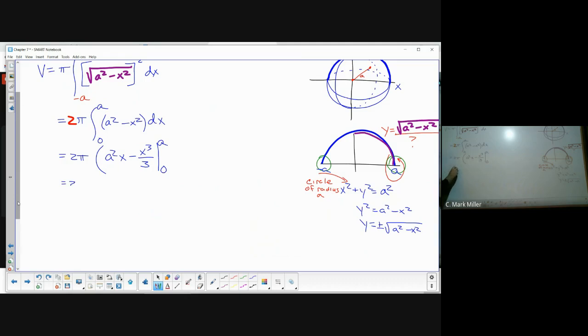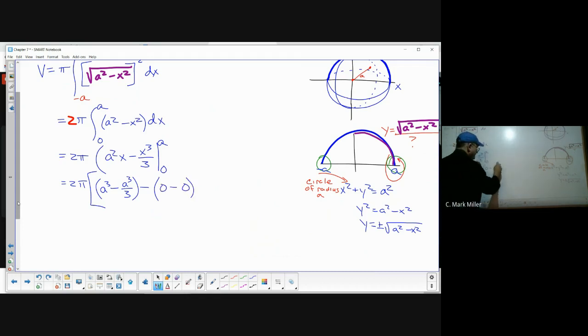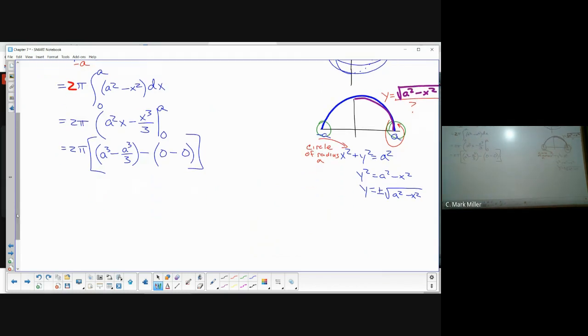This is going to be 2 pi brackets. Plug in A, I get A cubed minus A cubed over 3. Oh, you know what? What I said was true, but it doesn't happen here. You're plugging in 0 for x. You do get 0 minus 0. Don't get used to just writing 0 every time you plug in a bottom integration bound of 0.